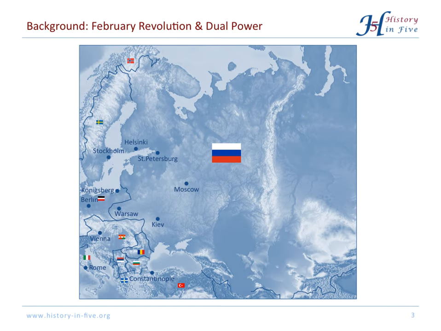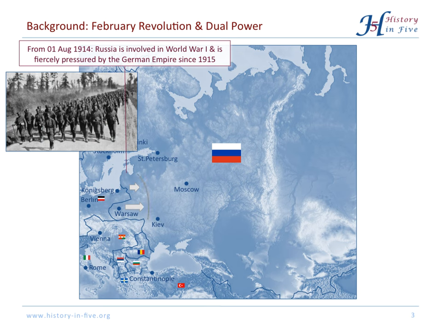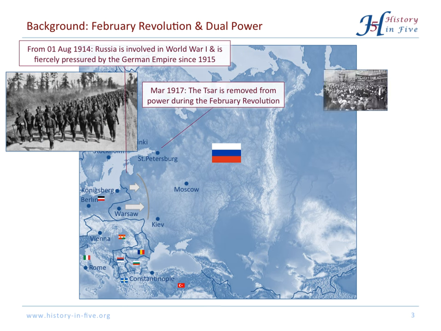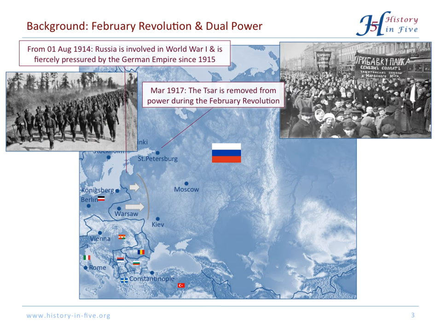As with the February Revolution, the background to the October Revolution is much more interesting. The actual events of the October Revolution were over very quickly. So now to the background. Russia was involved in World War I and very much under pressure, the German Empire had the upper hand. During the February Revolution, mentioned before, the Tsar was removed from power.